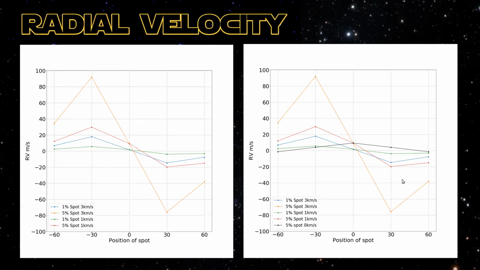On the right, I did an interesting experiment. If you focus on the black line, this is a star that is without any rotation. So this is 0 kilometers per second, and you can see how much of an effect simply having rotation will create on the radial velocity. This is also work in progress, and I hope to extend it to other stars and with different spot configurations.